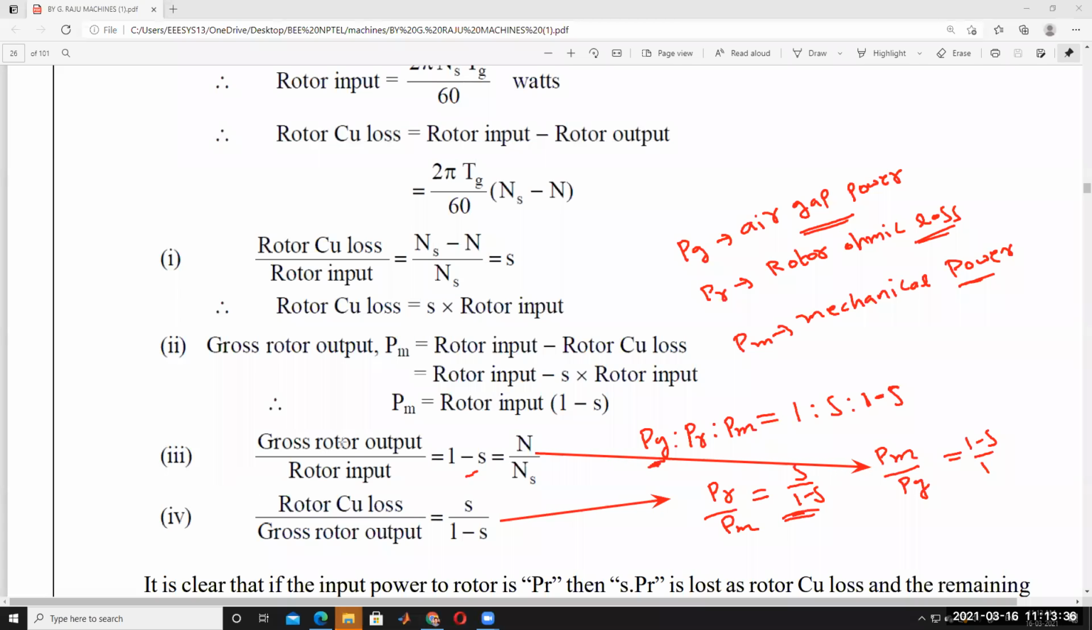So this is mechanical power, or gross rotor output. It is also called gross mechanical power PGM. Gross rotor output is called PGM. Sometimes it is denoted by PGM also. For simplicity you can take gross PGM, the gross mechanical power.